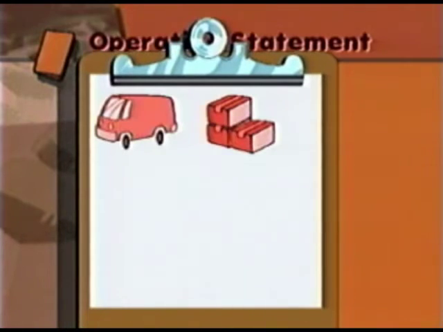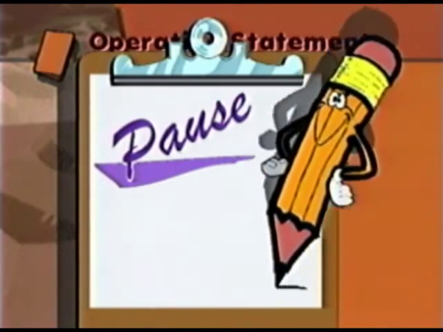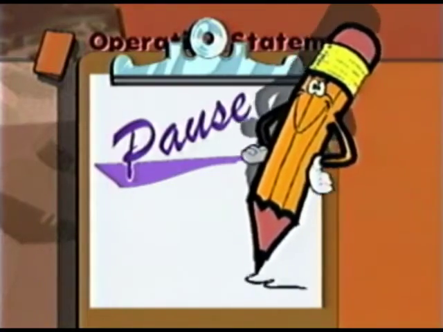List the costs directly related to the goods or services you sell. Then list your sales and operating expenses. Pause while you write, then press play to continue.